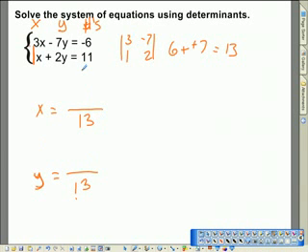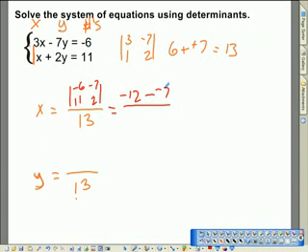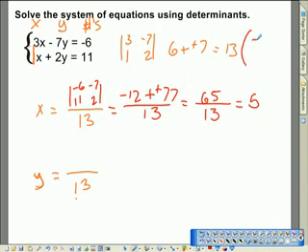All right, now I'm going to set up my top matrix on my x, which means I do not use the x coordinates. I use the constants in their place. So I have negative 6 here and 11 here. And the y's are negative 7 and 2 on this side. Cross multiply. 6 times negative 2 is negative 12. Minus 11 times negative 7 is negative 77. So I get negative 12 plus 77 is 65 over 13, which is 5. So my x-coordinate is a 5.